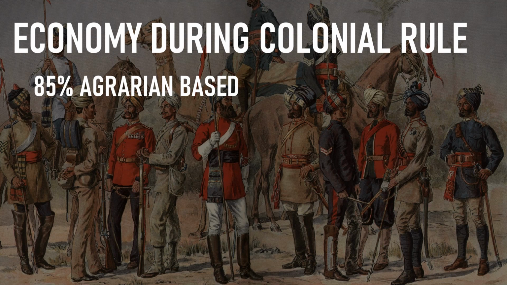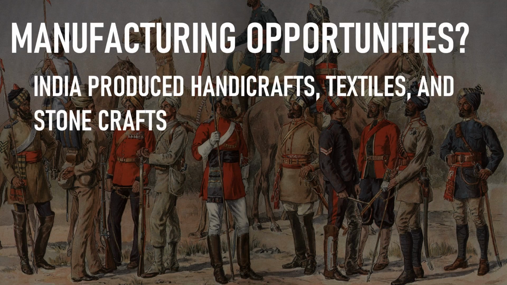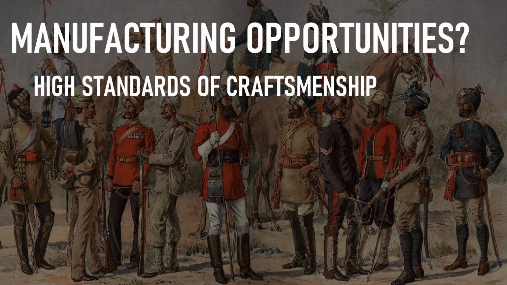So during colonial rule, the economy was 85% agrarian based. So 85% of the population found livelihood in the primary sector. They cultivated on the fields. They were farmers. Were there any manufacturing opportunities? The answer is yes. India produced handicrafts, textiles, and stone crafts, and these enjoyed a market across the globe on account of the high standards of craftsmanship. We were especially renowned for muslin cloth, spices, detailed stone crafts, and silks.